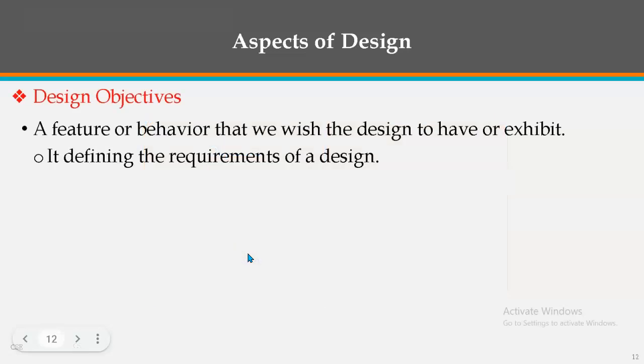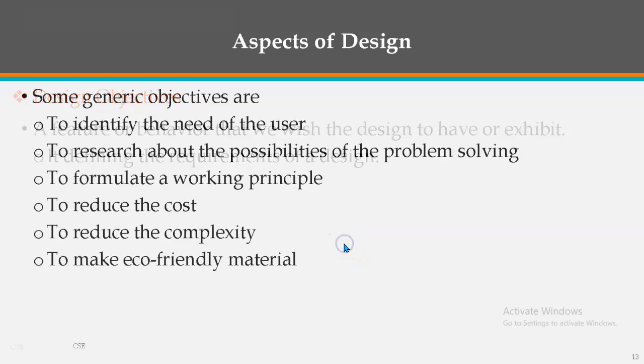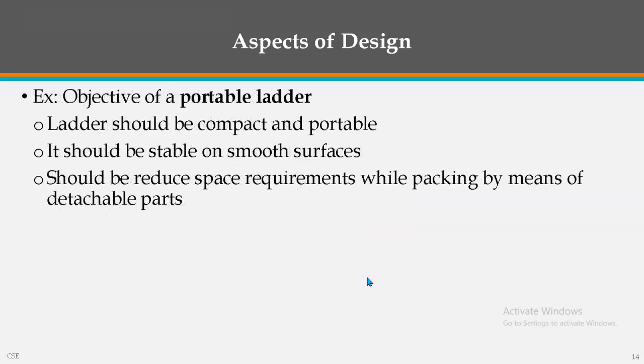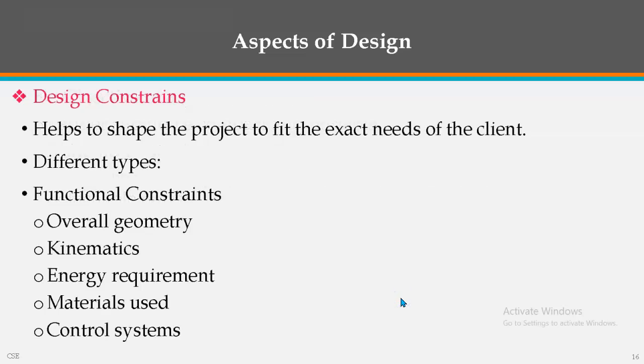Design objectives. Objective means certain features or behavior that we would wish the design to have or exhibit. These are objectives or requirements of a design. It can be identifying the needs of the user or creating a working principle, or another objective can be to reduce the cost, reduce the complexity, make it eco-friendly, etc. In the case of a portable ladder, our objective would be that it should be portable, it should be compatible, the ladder should be stable on smooth surfaces, it should reduce the space requirements, etc.